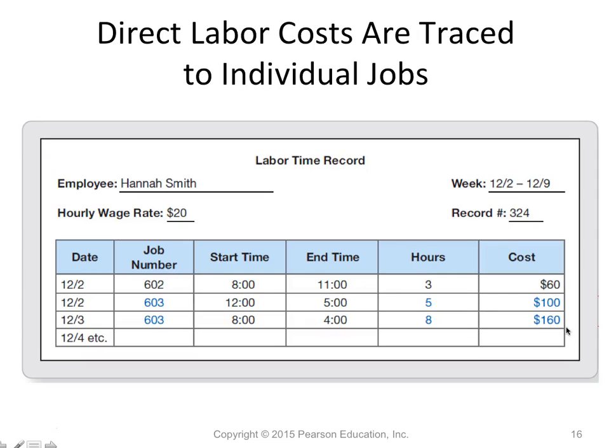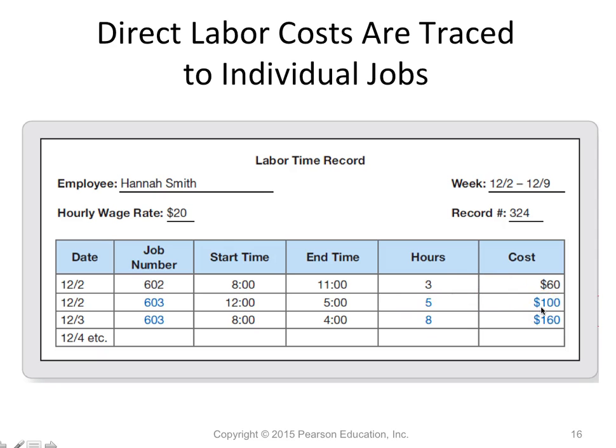Okay, let's move on. Direct labor costs are traced to individual jobs, and we have 603, 603, 602. Those are the individual jobs. So we're going to look at 603 on the 2nd of December. We have spent 5 hours, and this is Hannah Smith, and her rate is $20 an hour. So she worked on job number 603 for 5 hours, and 20 times 5 is $100. So that would be a cost.